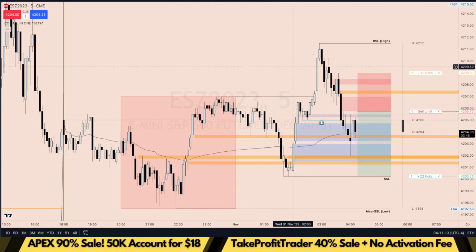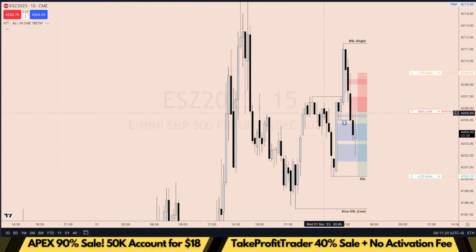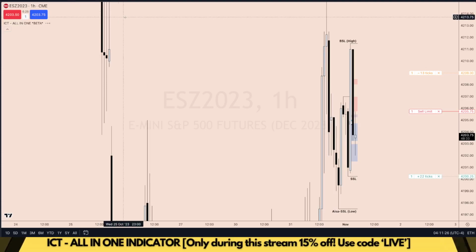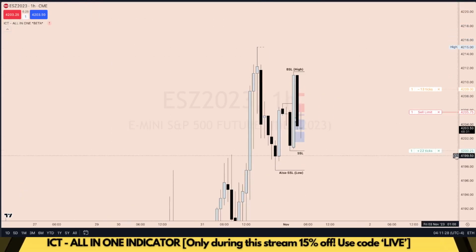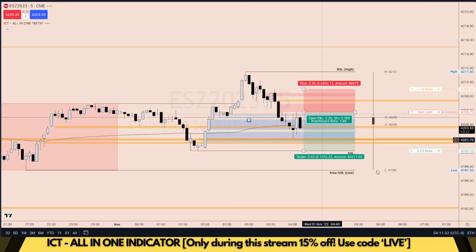Higher low, higher low, higher low, higher high. So right now that structure is pretty obvious. 15-minute. Pump, pump, pump, pump. 1 hour time frame. 1 hour isn't clean really. Go back to the 5-minute.